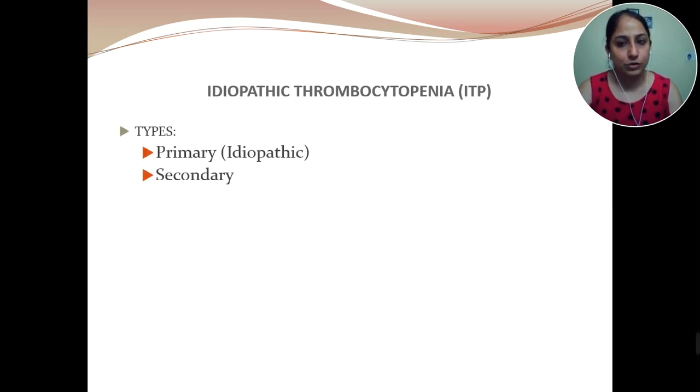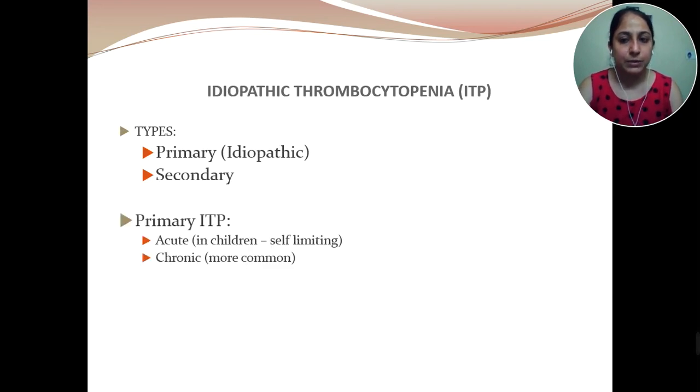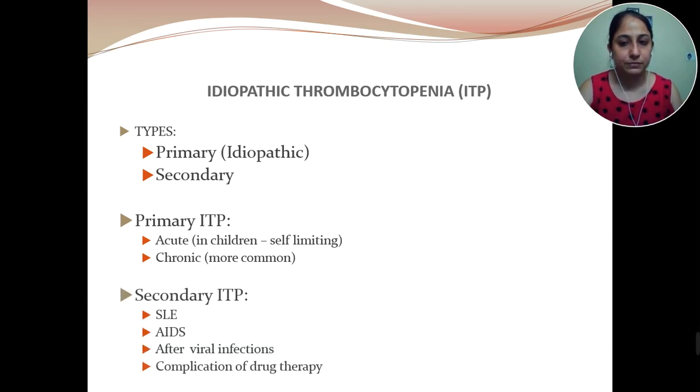Idiopathic thrombocytopenia has two types, primary and secondary. Primary is further divided into acute and chronic. Acute is seen in children and is self-limiting. Chronic is more common. Secondary idiopathic thrombocytopenia could be due to various underlying causes such as SLE, AIDS, after viral infection, and complications of drug therapy.